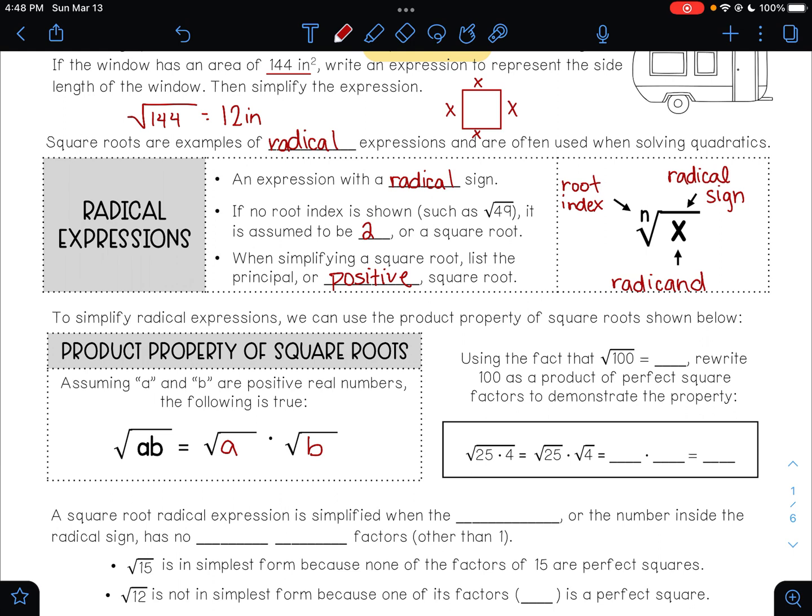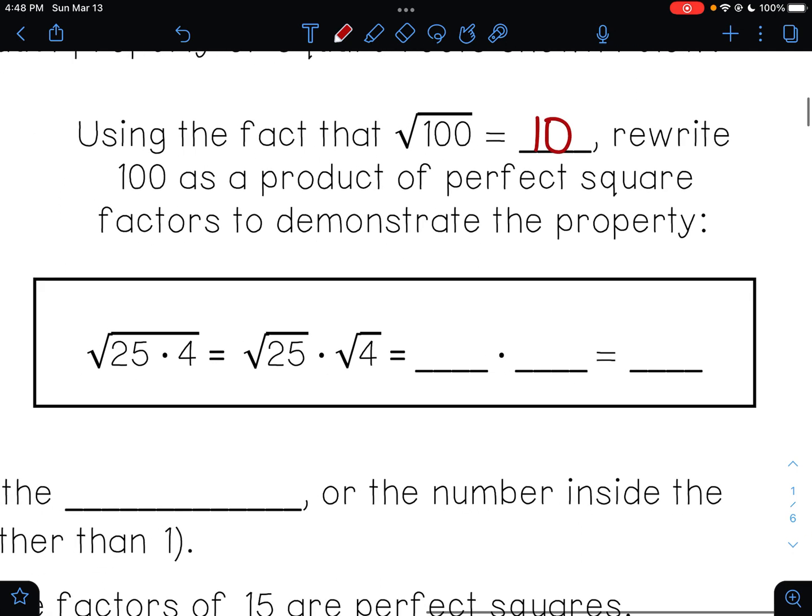So, an example, using the fact that the square root of 100 is what? 10. That's something we should know off the top of our head. Rewrite 100 as a product of perfect square factors to demonstrate. So it already has some of it for us. Let me zoom in a little bit. We're going to break it down.